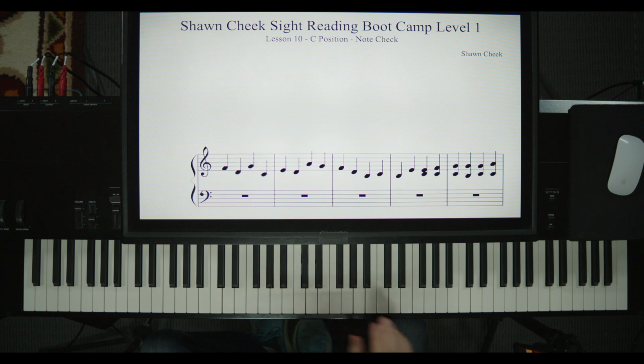Okay, so why was that hard? Well, for one reason, it went out of the comfortable, safe C position. You had to move and go up to A. But then when you do that, the fingers are all messed up and they're not on the ones you're used to.